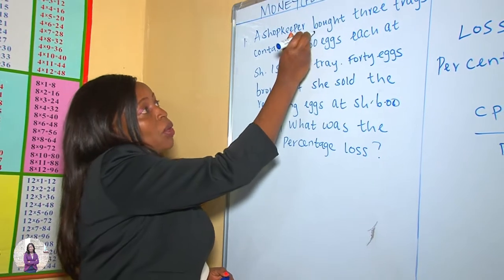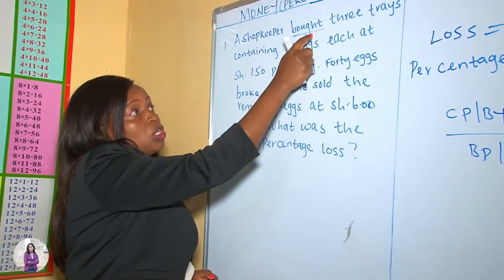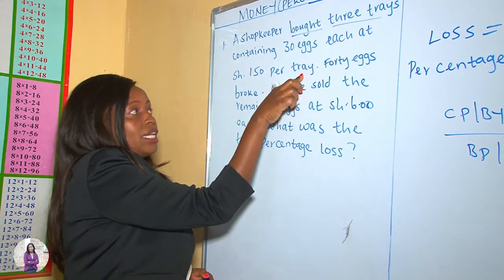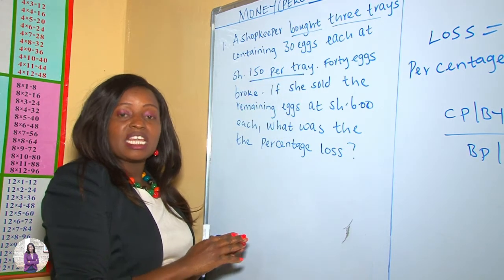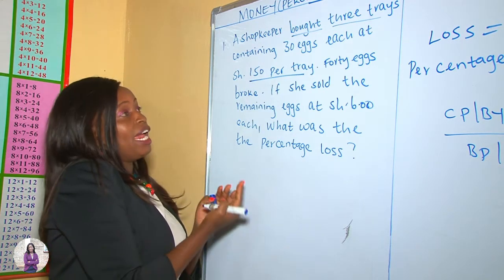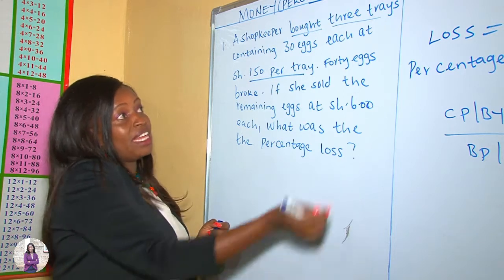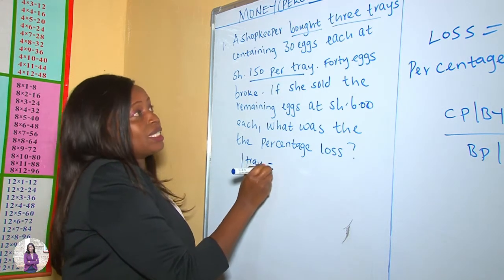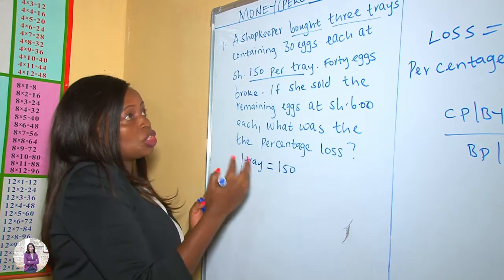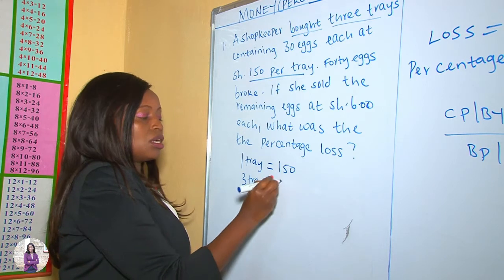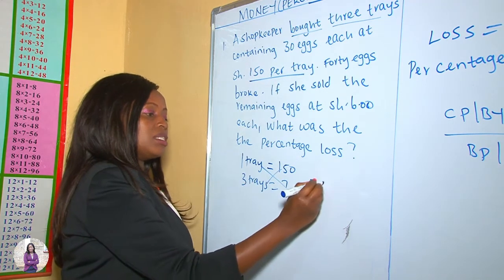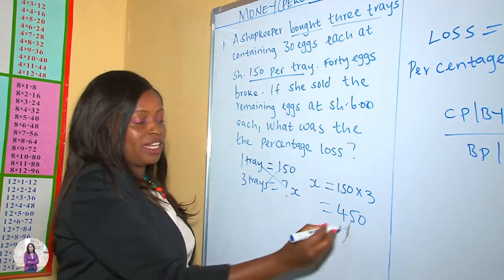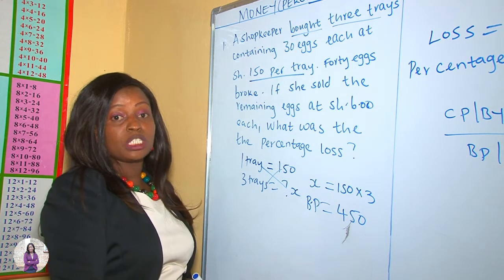You've been told a shopkeeper bought. We can get the buying price from the question. We have been told he bought 3 trays, each at 150 per tray. So when he's buying the eggs, he never bought per egg, he bought per tray, and the price is per tray. And how many trays were there? There were 3 trays. So with this, we can get the buying price. 1 tray was costing 150 shillings, and in total he bought 3 trays, which is equal to what? So we cross multiply, and our x is equal to 150 multiplied by 3, which is 450 shillings. Therefore, this is our buying price or cost price.